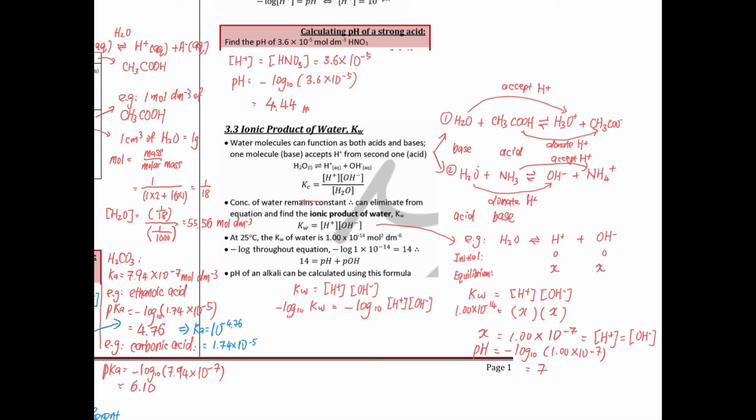So let me write down first. Negative log 1.00 times 10 to the power of negative 14. On the right, I'm going to apply the logarithm formula, where when you have log base 10 and two things multiplying, then it becomes log plus log. So it will become log base 10 H plus log base 10 OH minus. So this is the log concept.